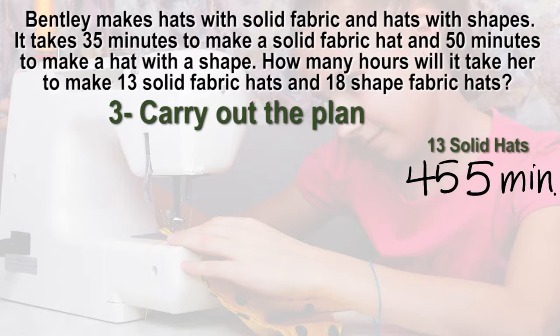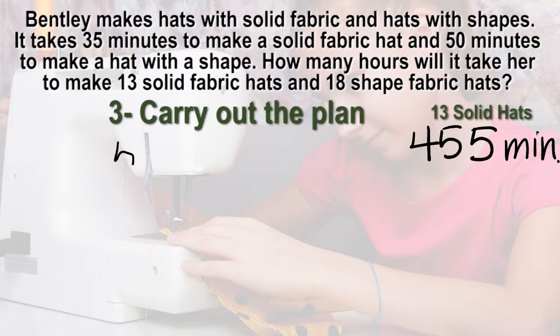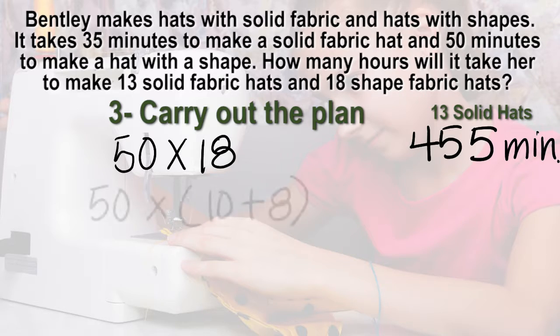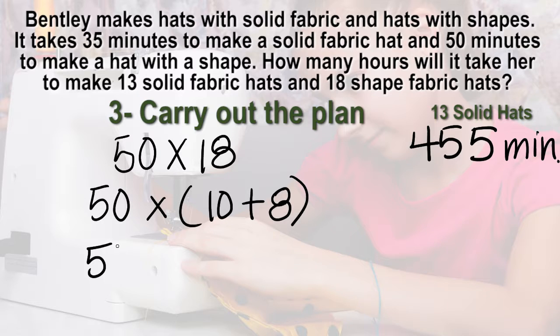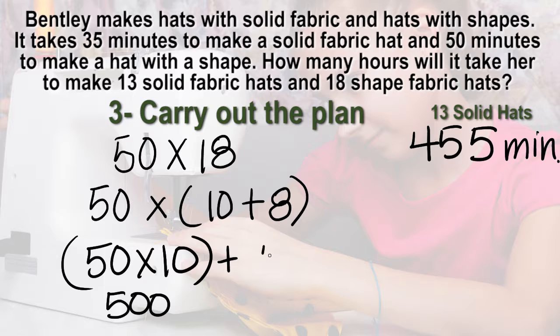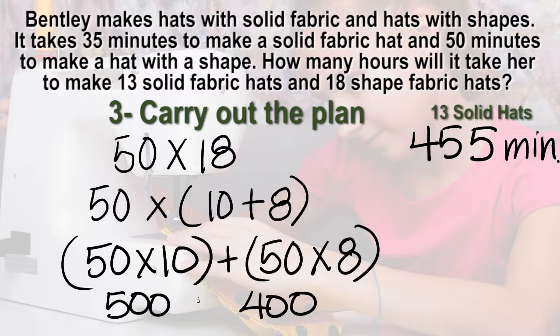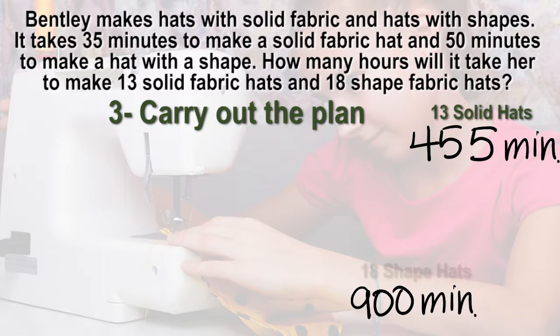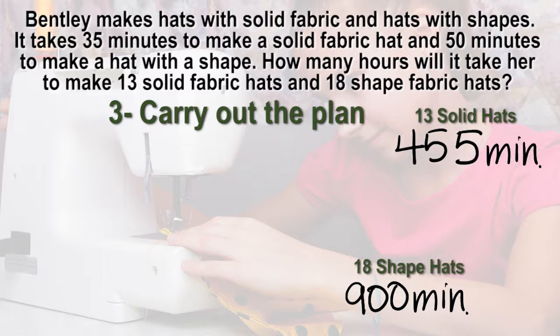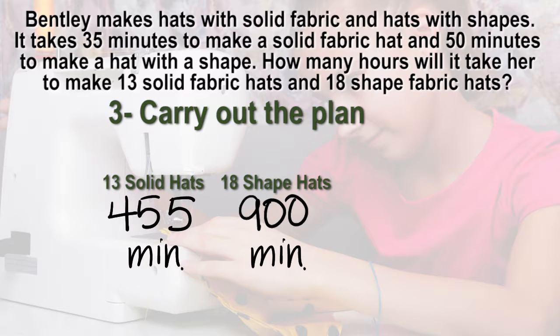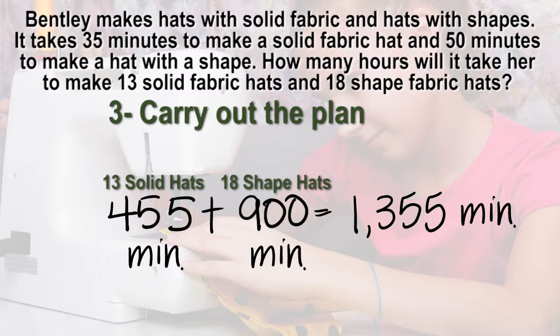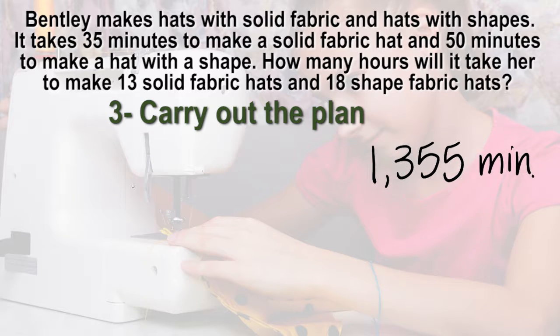Now let's figure out the time to make the shape fabric hats. It takes 50 minutes to make 1 hat, so how long will it take to make 18 hats? If we use the expanded form again, 50 times 10 is 500, and 50 times 8 is 400. If we add that together, that equals 900, so it will take 900 minutes to make 18 shape fabric hats. We now need to add the minutes it takes to make both hats. 455 plus 900 equals 1,355 minutes.